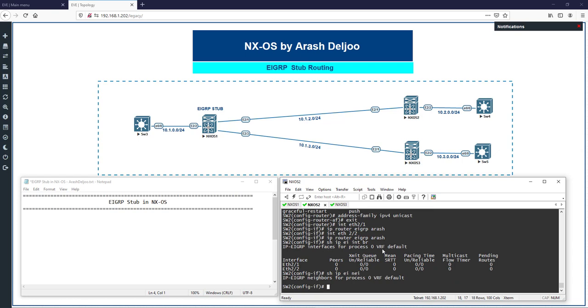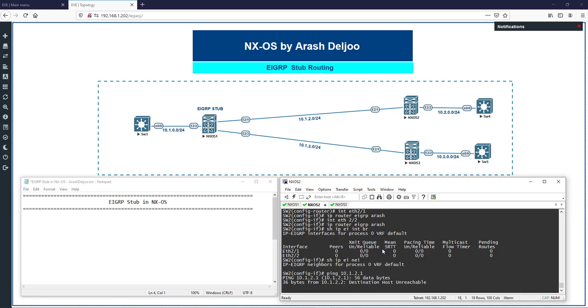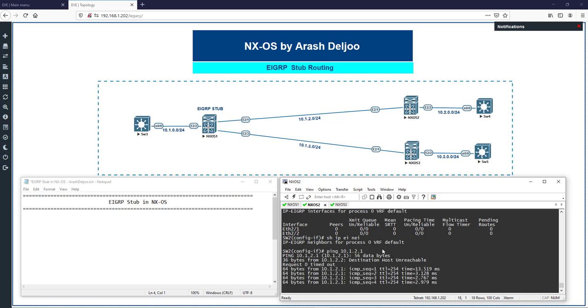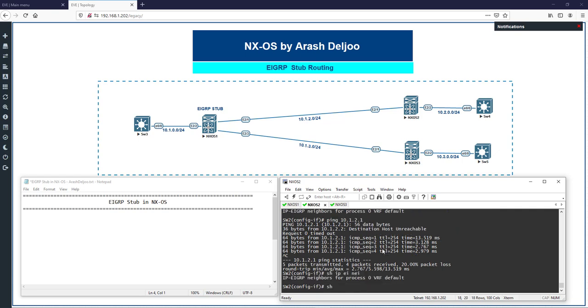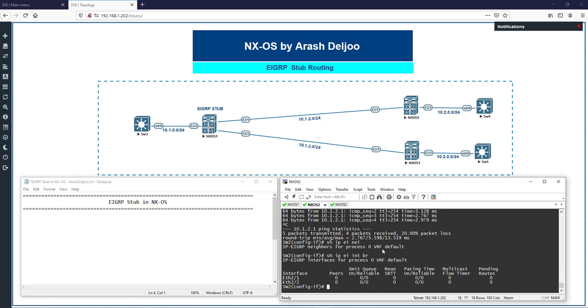We should first check the reason. First, checking the connectivity between these two switches. Ping, for example, 10.1.21, the IP address of router 1, the switch 1. We have connectivity. After that, show IP EIGRP neighbors. We don't have neighborship. Again, show IP EIGRP, for example, interface brief. Okay, we enabled EIGRP on the ETH21 and also ETH22.